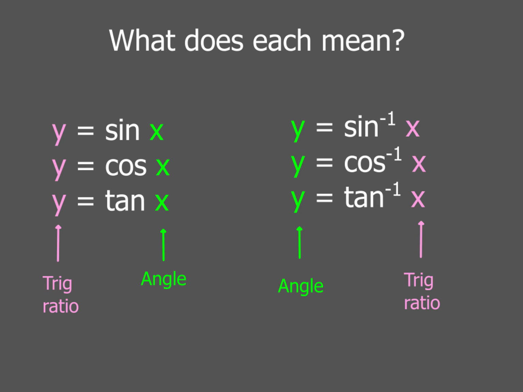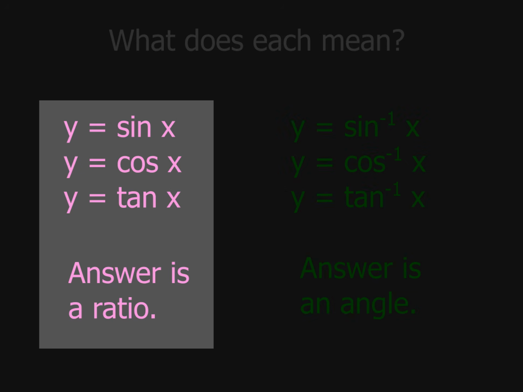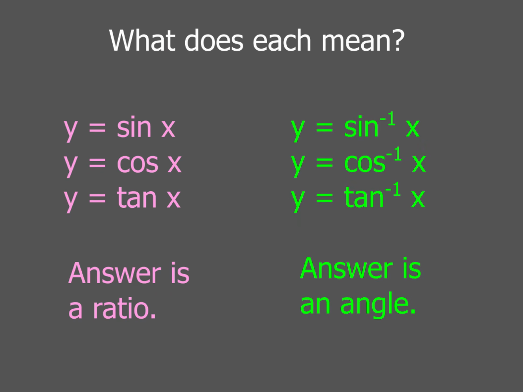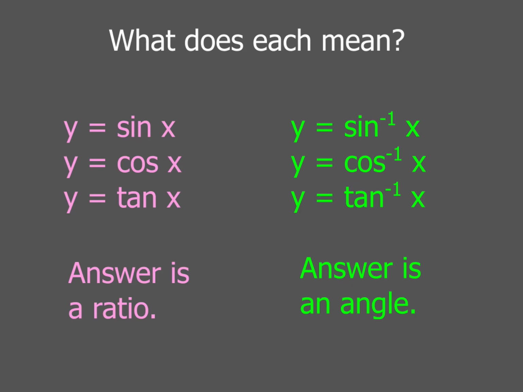What this boils down to is two critical ideas right here. For a problem like y equals sine x, y equals cos x, y equals tan x, any of the trig ratios that are set up like that, your answer is going to be a ratio. Whereas when you're dealing with an inverse trig function, your answer is going to represent an angle. So those are two key ideas when working with these types of problems.